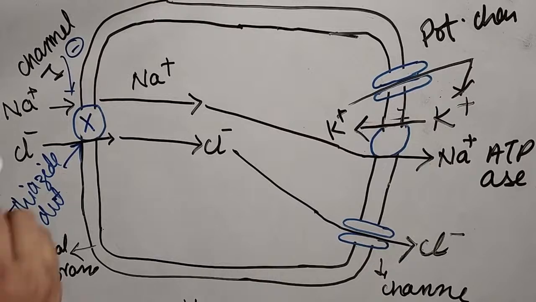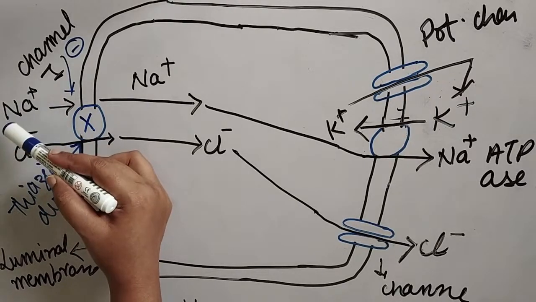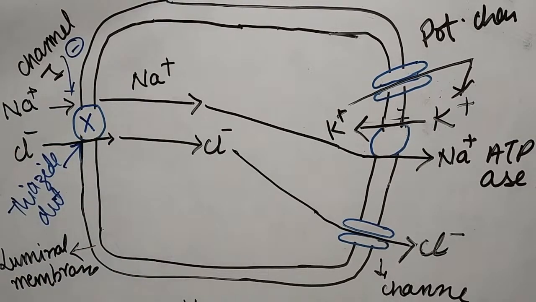So here thiazide derivatives will block the sodium chloride channel and prevent absorption of sodium and chloride. So they will cause the loss of sodium and chloride ions. So this is the mechanism of thiazide derivatives. It acts on site 3.